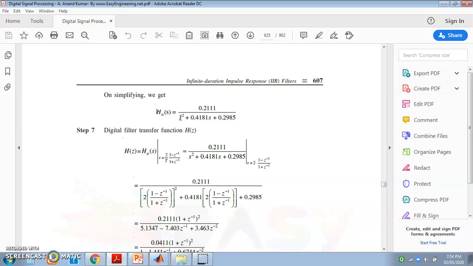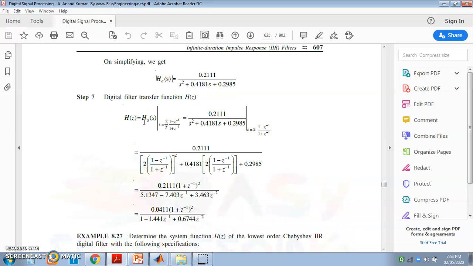So here it is observed that the order of analog filter is the second order, and once we have the analog transfer function, one can convert it into the digital one by using bilinear transformation, that is H(z) is equal to HA(s), where s is equal to 2 by T times (1 minus z inverse) upon (1 plus z inverse).